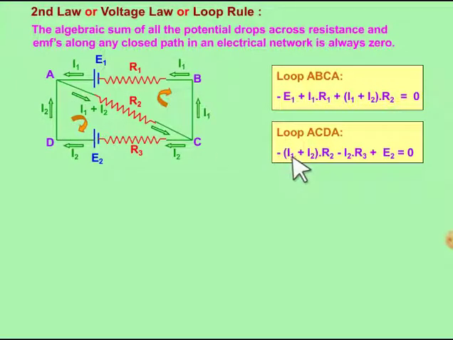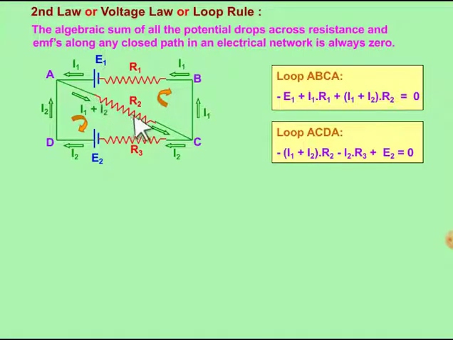Minus of I1 plus I2 times R2. That means the potential drop across R2, here you see it will be assigned negative, from where to where, it is coming from this to this. Got it? Minus here like this.